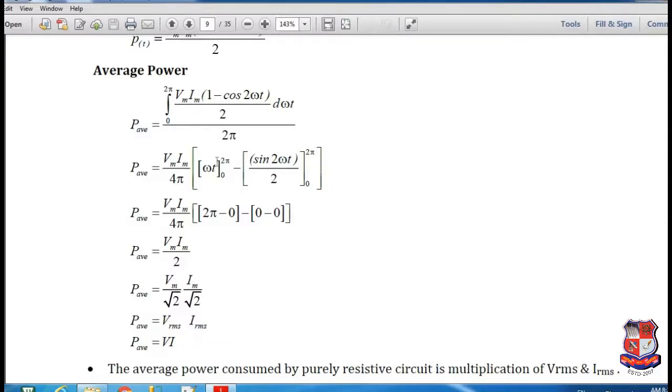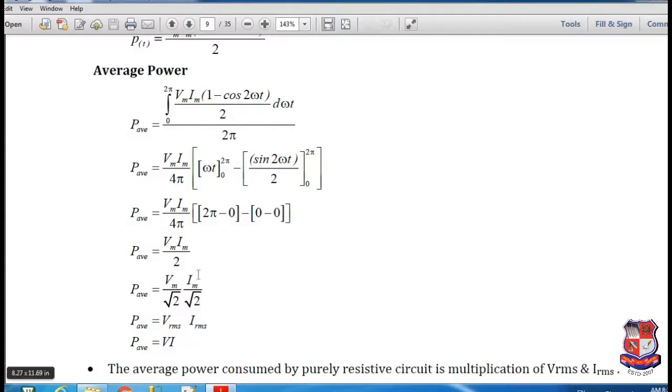Now Vm Im by 2 into 2 pi, so Vm Im by 4 pi, and we can apply the integration over here. So we have an integration of omega t, and cos 2 omega t having an integration sin 2 omega t divided by 2, with a limit 0 to 2 pi. If we solve the equation, we get the average value of the power, that is equal to Vm Im divided by 2.